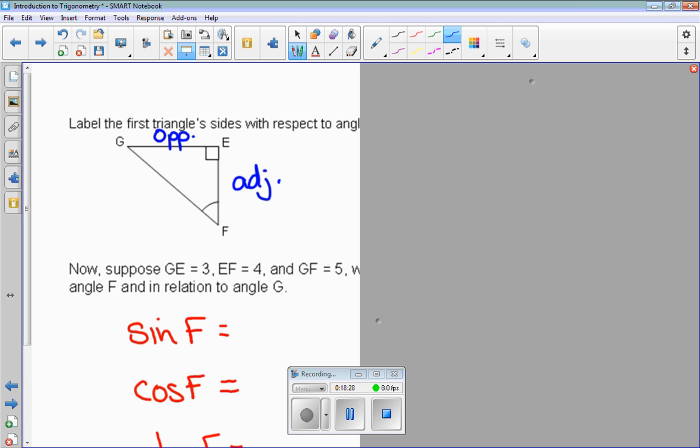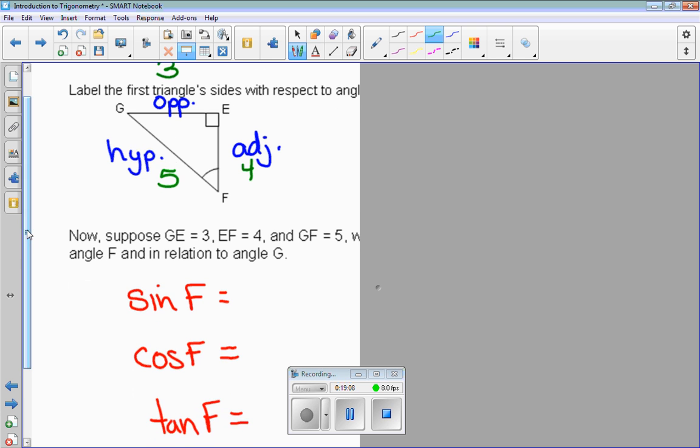Okay, ready? So which one's the hypotenuse? All right, now, so I labeled what I know. I'm going to change colors here. GE is 3, so I'm actually going to put the numbers there too. So GE is 3, EF is 4, and GF is 5. Is 3, 4, 5 a Pythagorean triple? It is. If you're not sure, could I use the Pythagorean converse to decide if it's a right triangle or not? 3 squared plus 4 squared should equal 5 squared, right? And it does.